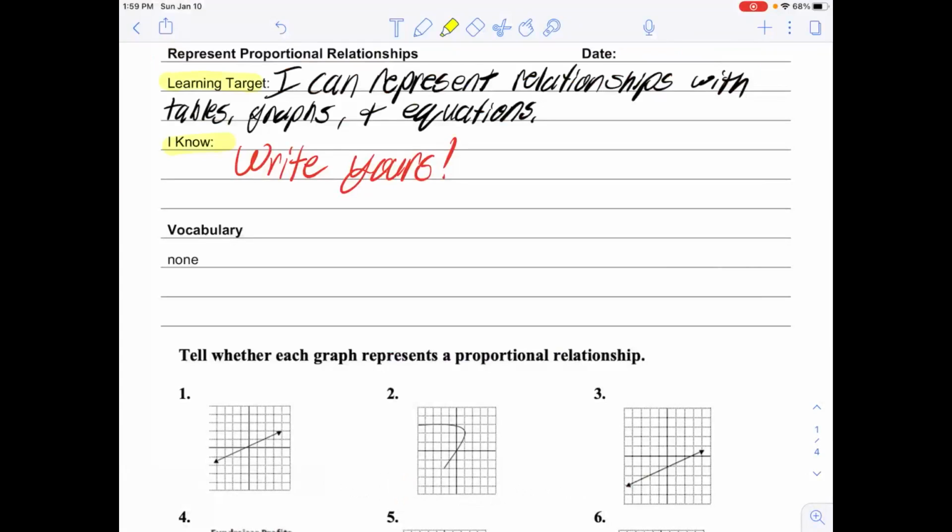And then please write down the date that you are watching this video, and we have no vocabulary today. So pause the video here, get all of that written down, and then restart when you're ready to go.